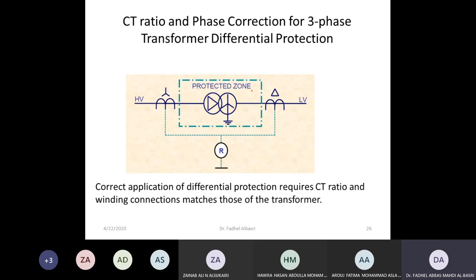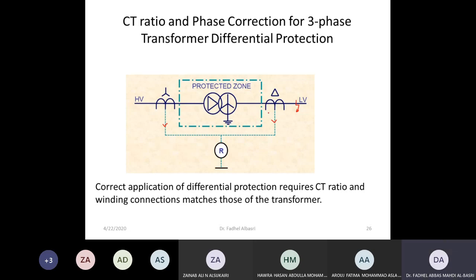This is now how I would correct the ratios. We have two things that we want to correct. I want to make this current and this current that go to the differential relay equal in magnitude and equal in phase during normal operating conditions or during external faults. When I say external, I mean any fault beyond these two CTs. Anything between the two CTs is defined as the zone of protection of the differential relay.